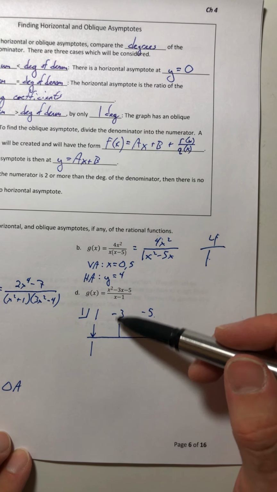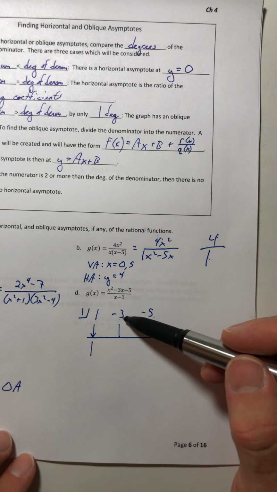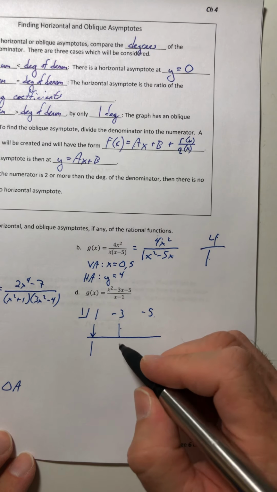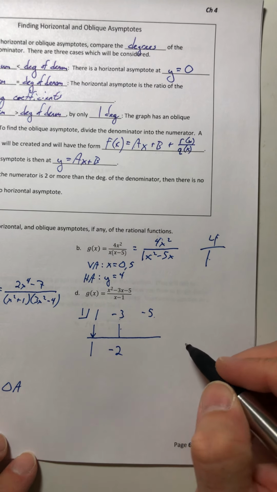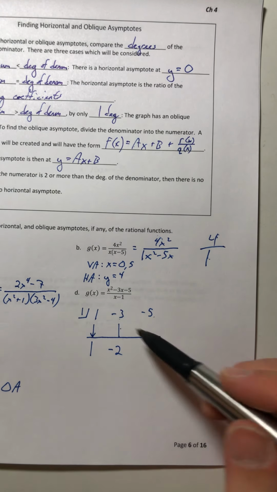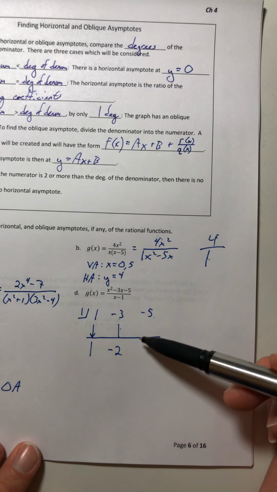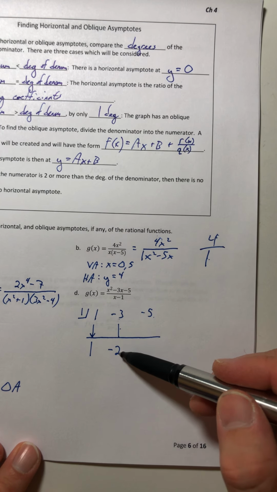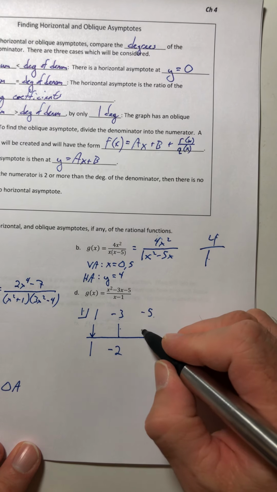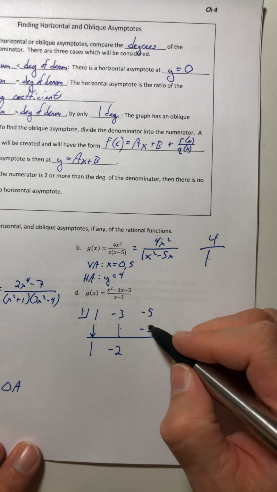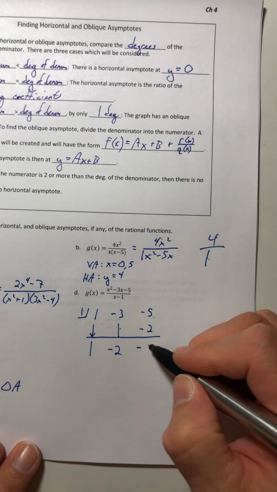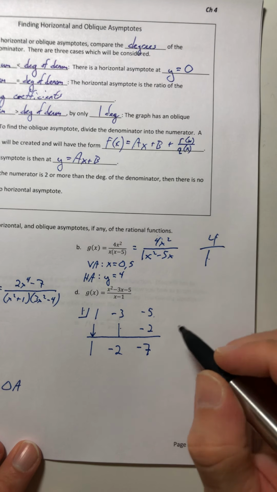So now just perform the arithmetic. -3 plus 1 is -2. And then just repeat that process until you get all the way down to the end. So -2 times 1 is -2. -5 minus 2 is -7.